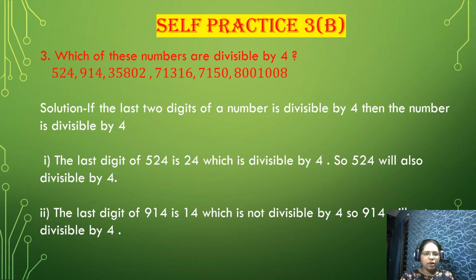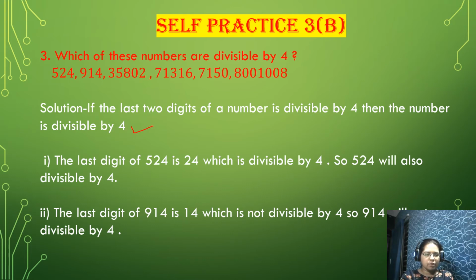We know if the last two digits of a number are divisible by 4, then the number will be divisible by 4.